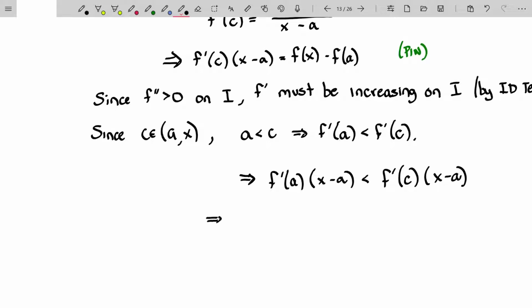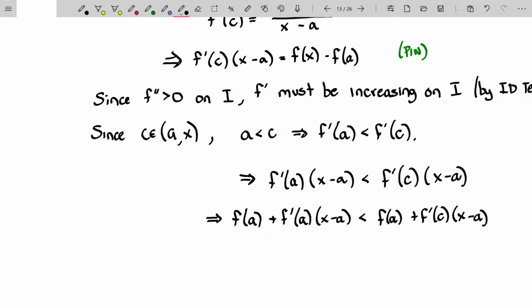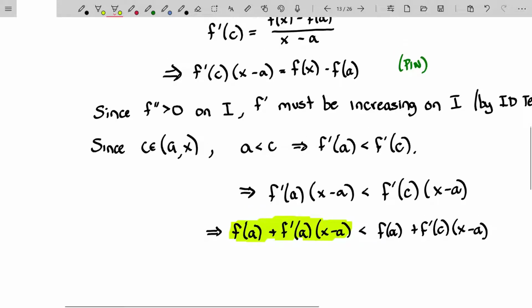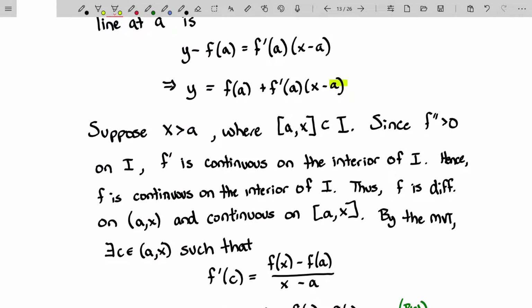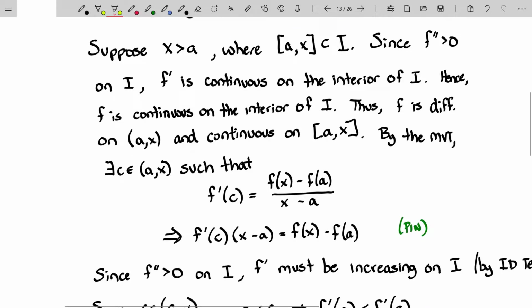And then I'll do one more step here. I'm going to add to both sides of this inequality f of A. So I get f of A plus f prime at A times x minus A is less than f of A plus f prime at C times x minus A. Now I hope that you see something there that looks very familiar, specifically this piece right here. That is our tangent line. That's the equation of our tangent line. Oh, where the heck is that thing? It's way up here. Yeah, there's our equation of our tangent line right there.